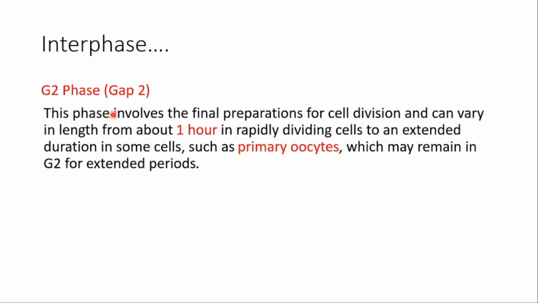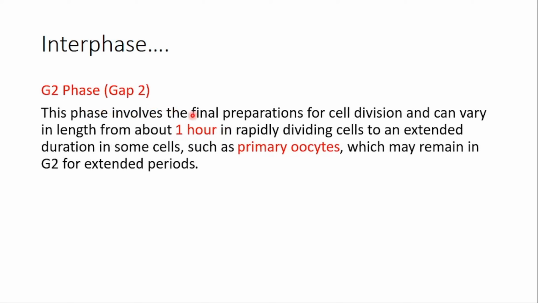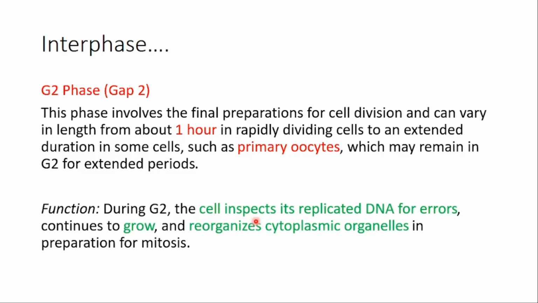Then the gap 2 phase involves the final preparation of the cell for division, and it varies in length from cell to cell, from about 1 hour to extended periods. So there are cells that can have an extended gap 2 phase, especially the primary oocytes. During gap 2 phase, the cell inspects its replicated DNA for errors, and the cell continues to grow, and also reorganizes its cytoplasmic organelles in preparation for mitosis.